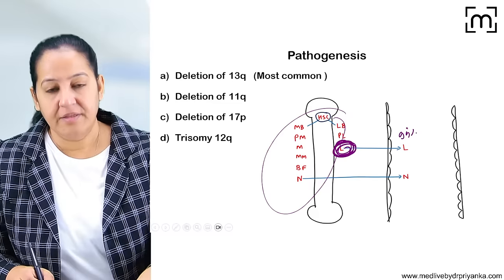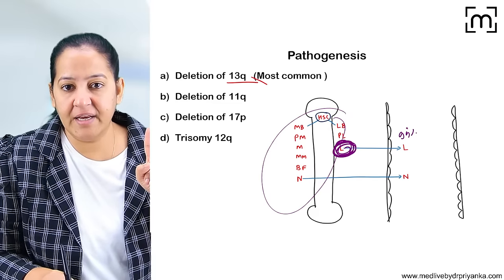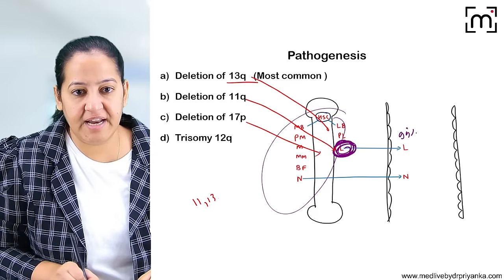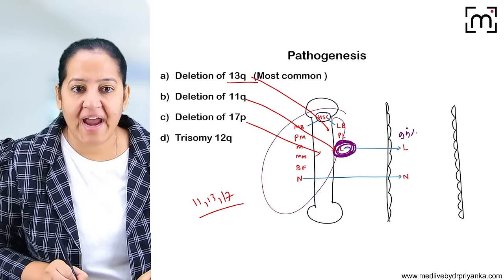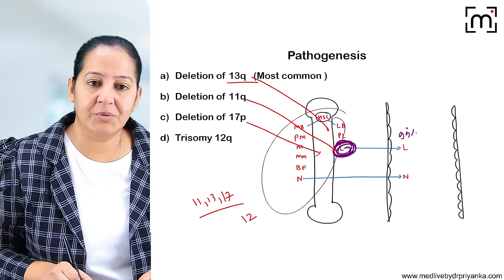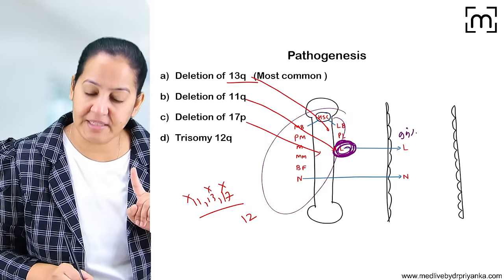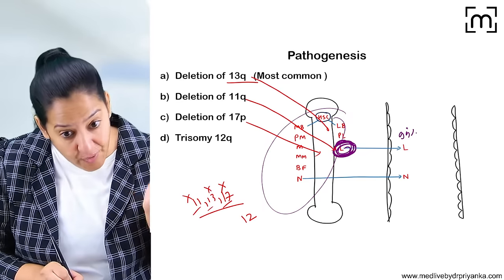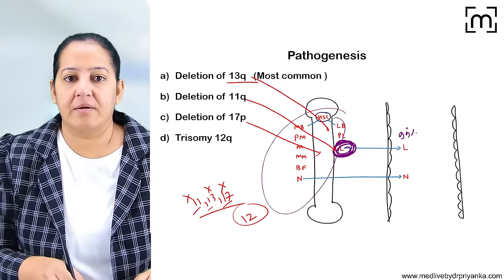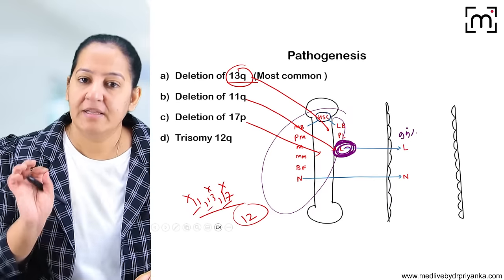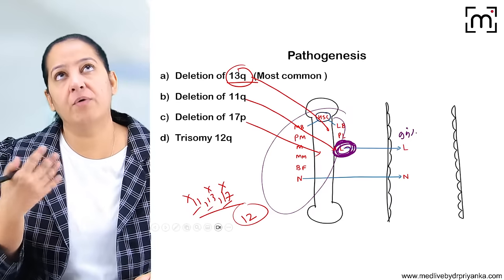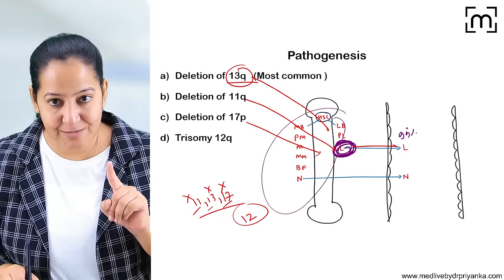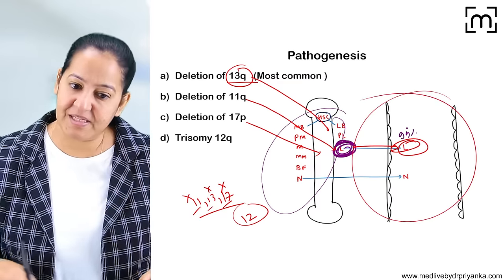Tell me the mutation. There are five mutations. Deletion of 13, deletion of 11, deletion of 17, the odd numbers 11, 13 and 17, and the trisomy of 12. So monosomy of 11, 13 and 17, but trisomy of 12. The deletion of 13 is most common. That will lead to uncontrolled mitosis of lymphocytes, and the lymphocytes are spilled in the blood. So here 99% cells are the lymphocytes.